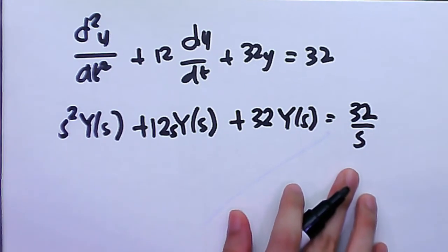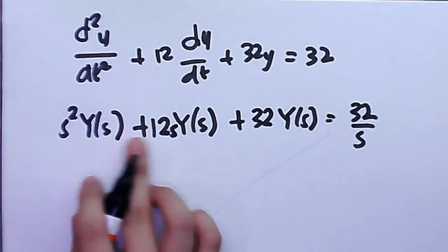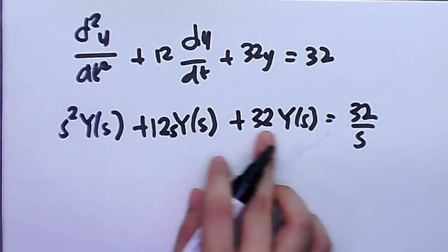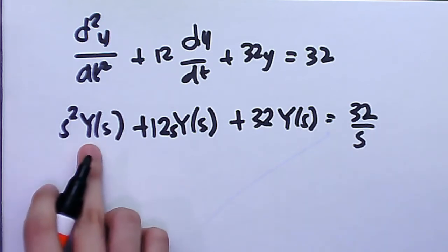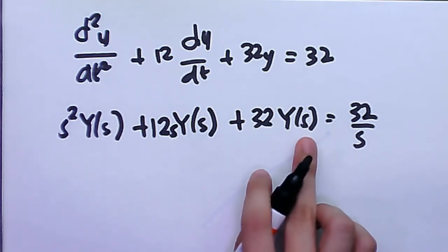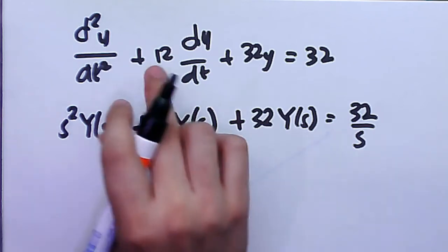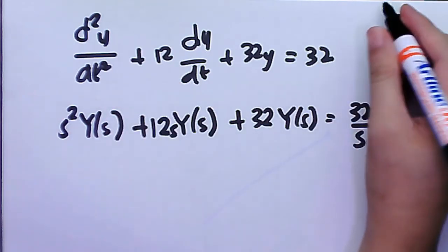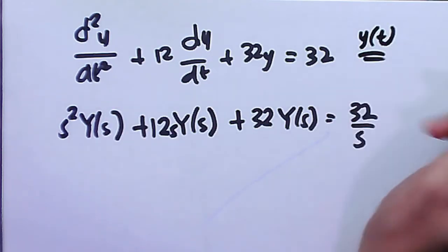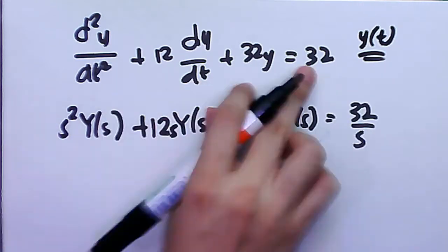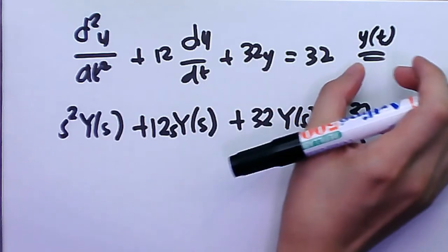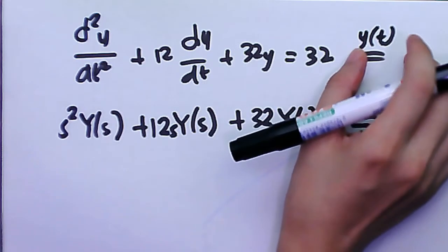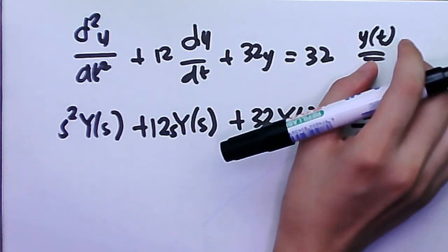Okay. So, s square y of s plus 12s y of s plus 32 y of s equals 32 over s. Okay. Now, ngayon, pwede natin i-factor itong y of s na to. Tandaan nyo, kung i-solve natin to, ang kailangan sagot nyo dito is y of t. Para ma-solve nyo itong differential equation to, ang kailangan nyo hanapin is yung expression para sa y of t. Yun yung solution niya.